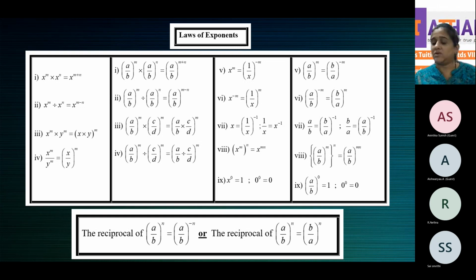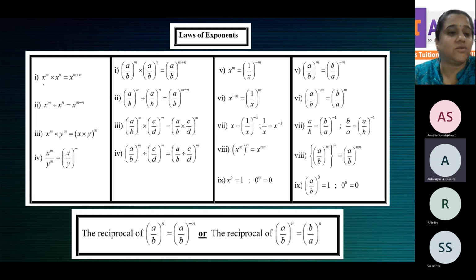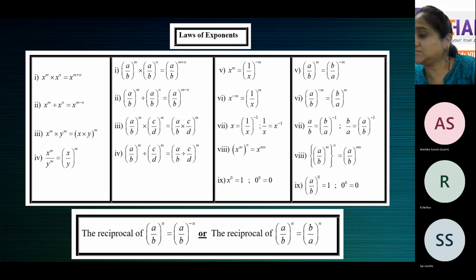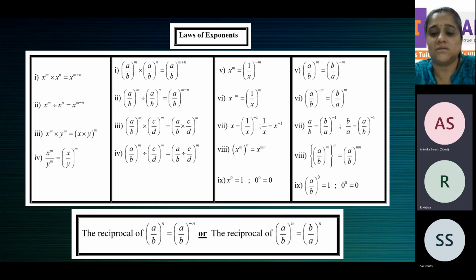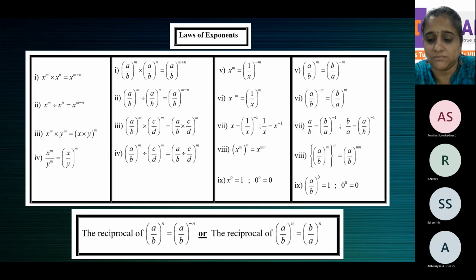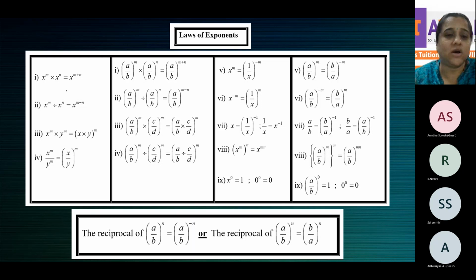All right. So now, as I told you, this is the next chapter, exponents. You can see some laws of exponents here. We'll see them first. Can everyone see the screen? Yes, it's quite clear. Okay. Fine. So let's see the laws of exponents. x to the power m.